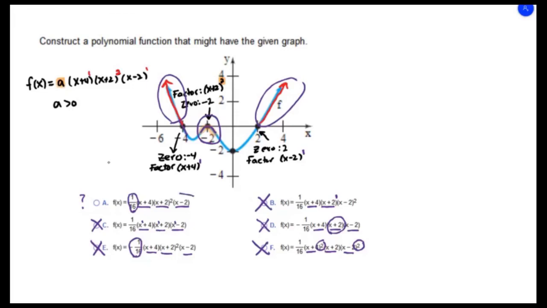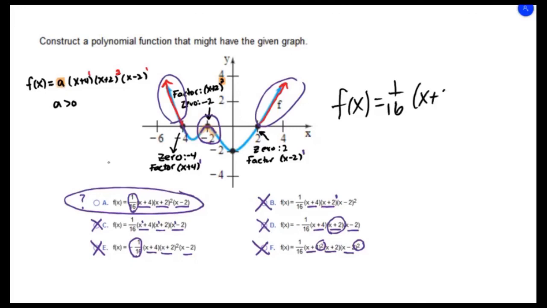And we're only left with one option for this particular polynomial function. That's f of x equals 1/16 times x plus 4 times x plus 2 squared times x minus 2.